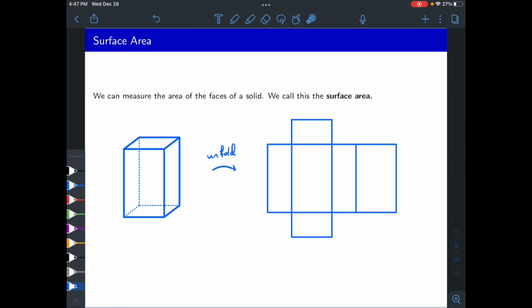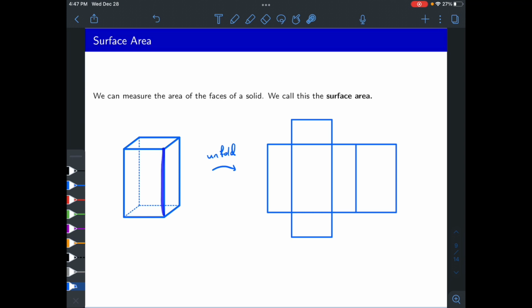Onto surface area. We can measure the area of the faces of a solid and call that the surface area. So here we have this rectangular solid. It has 6 faces. We have this outer face right here, this face over here, and this bottom face. And then we have the 3 faces that are opposite those: that one, and this back one right here. So there are 6 faces.